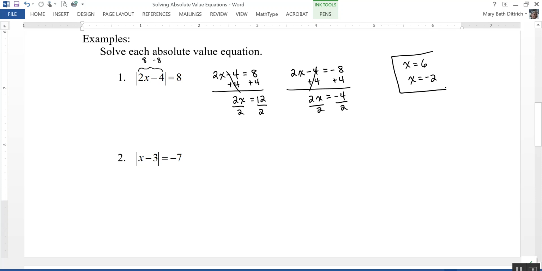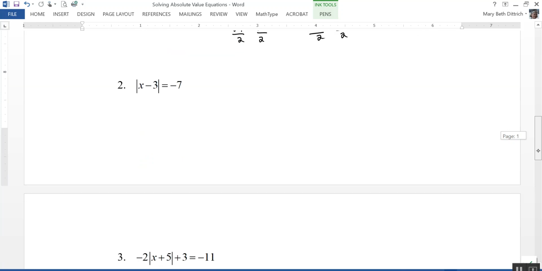Notice that for most absolute value equations, you're going to have two solutions because you've written two equations. Okay? The key thing is to take the expression between the bars, make it equal to a positive number, and then make it equal to the same number negative. Let's take a look at our second example here.